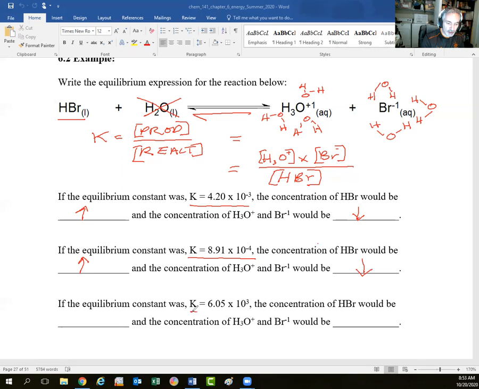If the equilibrium constant was 6.05 times 10 to the power of 3, so an answer much bigger than 1, this only happens when the position of equilibrium is moving from left to right. We're favouring the forward reaction. For a value greater than 1, we need lots of these chemicals and very little of this chemical. So equilibrium favours the right. The forward reaction is favoured. So we've been using up the hydrogen bromide rapidly. Its concentration will be low, and producing the hydronium ions and bromide ions, their concentration would be high.